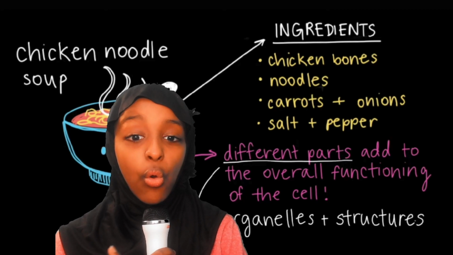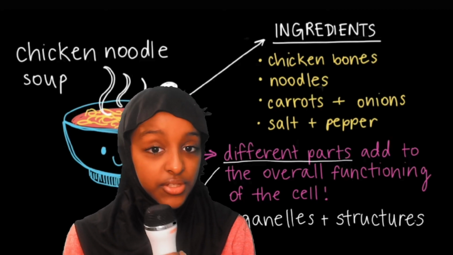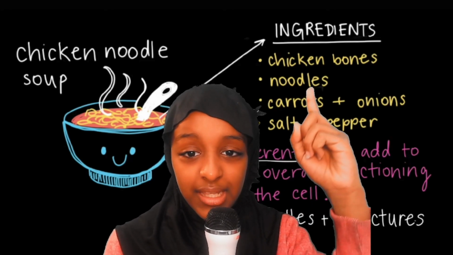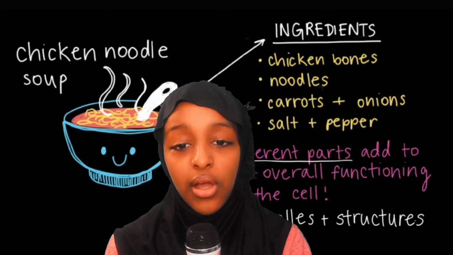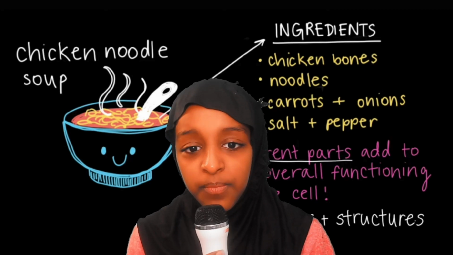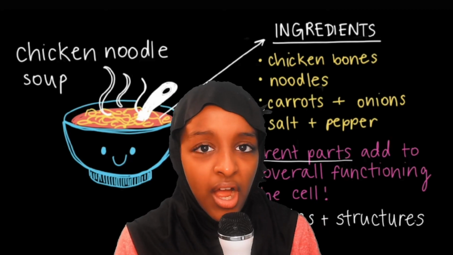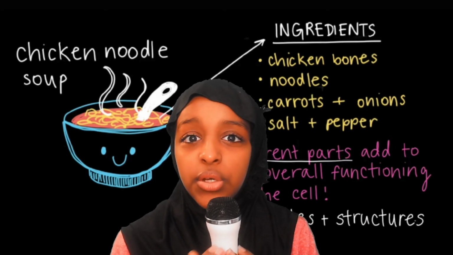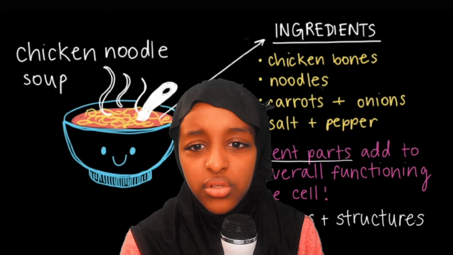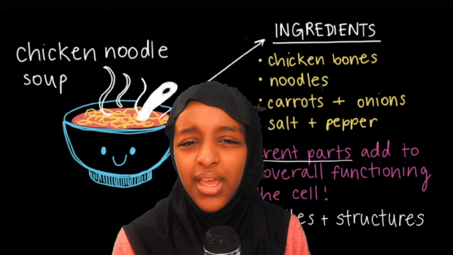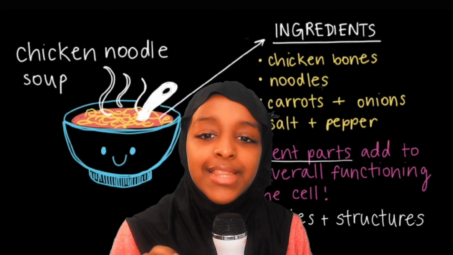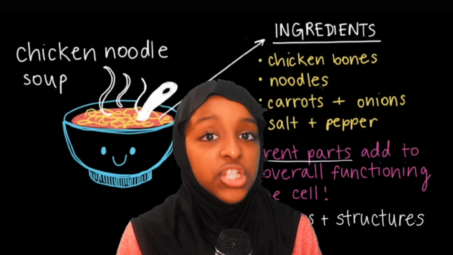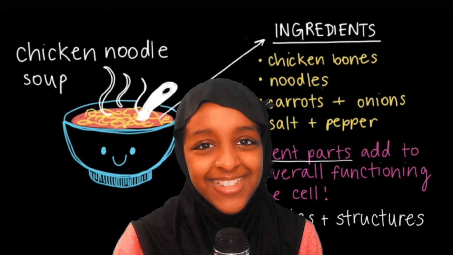Over here are also organelles and structures. So, chicken noodle soup has all these different ingredients which are needed for the taste. Let's say we forget chicken bones. Chicken bones are needed to create chicken broth, which is used in the chicken noodle soup. Without the chicken bones, there is no chicken broth, and it's just going to be noodles, carrots and onions, and salt and pepper. Doesn't that kind of sound a little bit boring? This is why each ingredient is needed for the chicken noodle soup's overall taste.